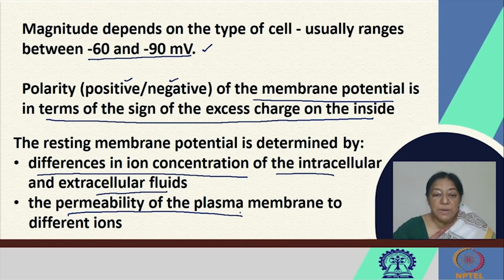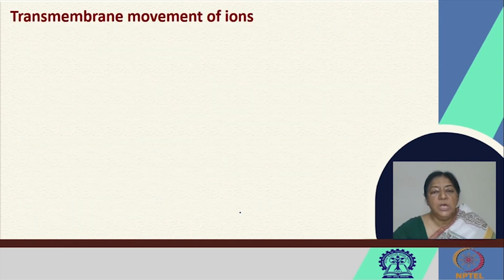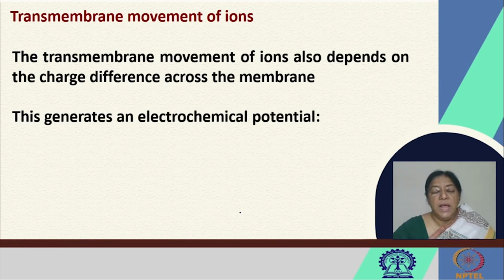So the resting membrane potential would depend upon the differences that arise due to the differences in ion concentration in the intracellular and extracellular fluids, and to the permeability of the plasma membrane to the specific ions. So the transmembrane movement of ions can therefore be accomplished. It depends, therefore, upon the charge difference across the membrane.